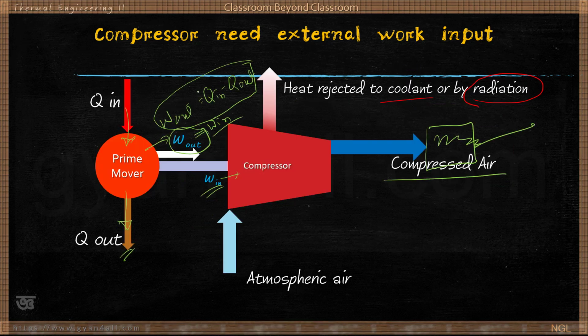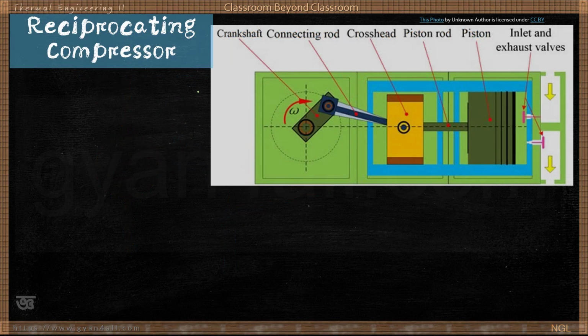So this is the basic principle of a compressing system. It needs some work input. Now, we will discuss only the reciprocating compressor. Definitely, if it is a reciprocating compressor, it will have a piston rod, cylinder, connecting rod, crankshaft, crosshead, everything, like an IC engine. And similarly there will be inlet and exhaust valves.